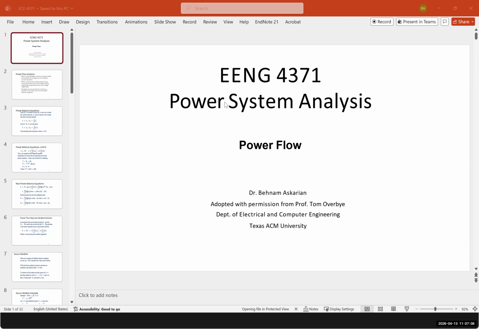Today, we will start with power flow, how we measure power flow, and if we have time, we would solve some practice problems on Gaussian iteration and how we find and calculate power flow using Gaussian iteration equations. And if we have time, we would also start with slack bus as well.